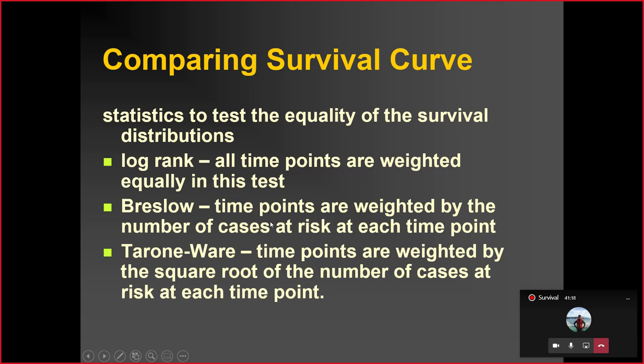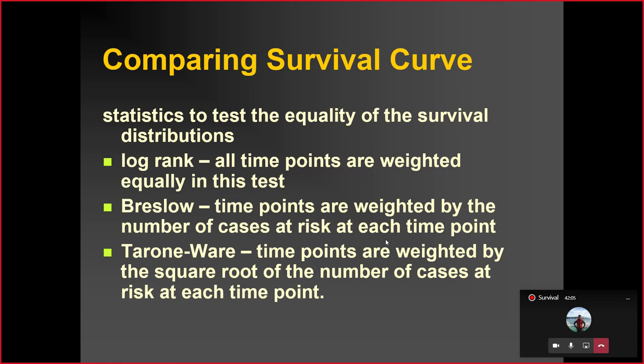Jadi bila jadi macam tu, dia kata not fair, sebab kita utamakan, jadi mungkin terlebih utama pada masa yang awal. Jadi they came up with the other one, dipanggil Tarone-Ware. So Tarone-Ware ni instead of bagi pemberat berdasarkan bilangan kes, dia bagi pemberat tu berdasarkan kepada square root of the number of cases. So kalau you ada at start 100, then bagi pemberat 10. At the end, case tinggal 25, kita bagi pemberat 5. Jadi the difference is not that much, but it's based on the square root. Okay. So that is how they use the comparison.